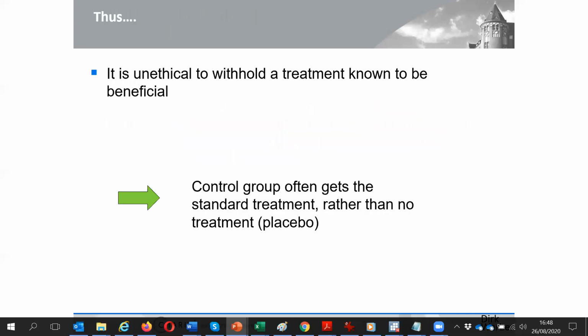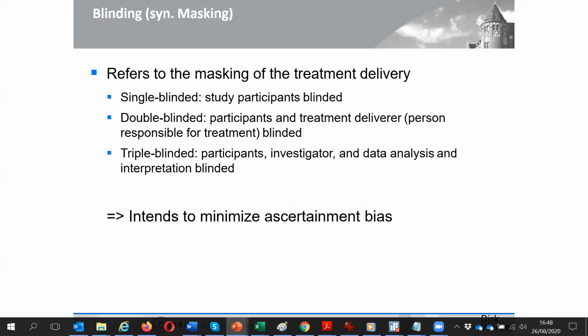So I think I described this. Is it ethical to withhold a treatment that is known to be beneficial? Usually, as I mentioned, the control group often gets the standard treatment rather than the placebo. If there are treatments available, you have to give that standard treatment as opposed to not giving any treatment, because of those ethical issues.